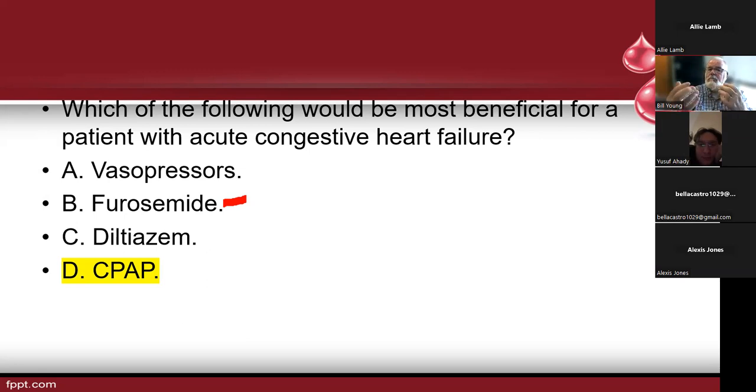So, Allie, you teach me, why is CPAP pretty effective in reversing congestive heart failure? The positive pressure helps push the fluid out of the lungs. Very good. You're exactly right.